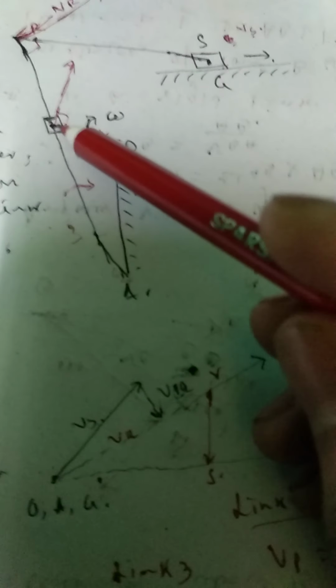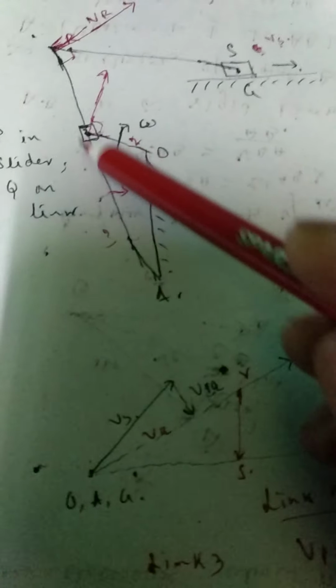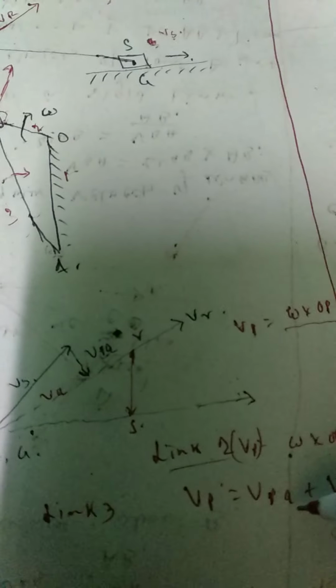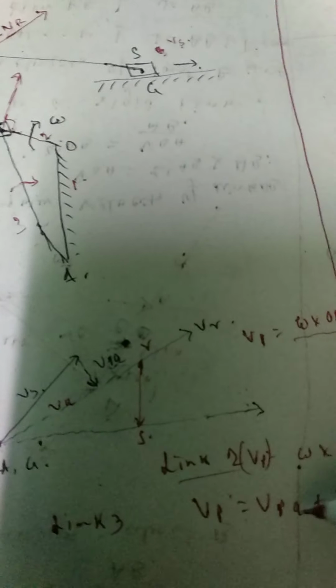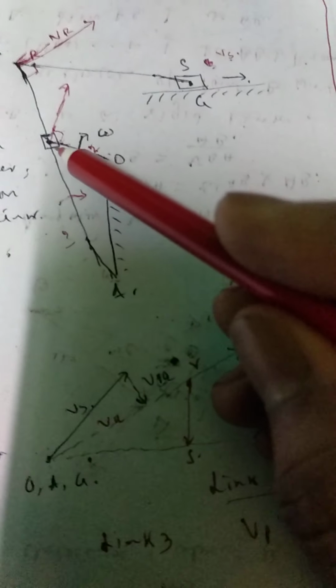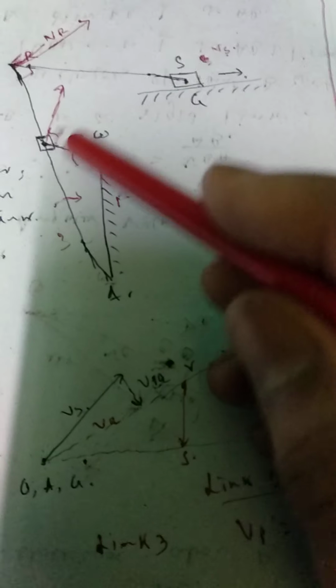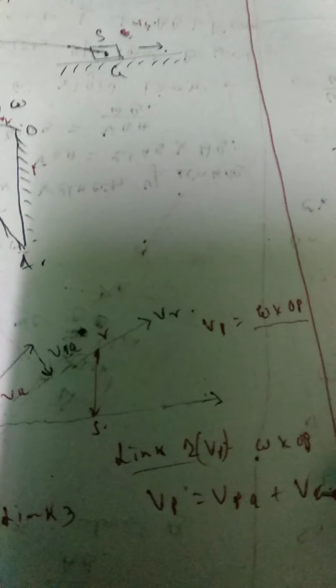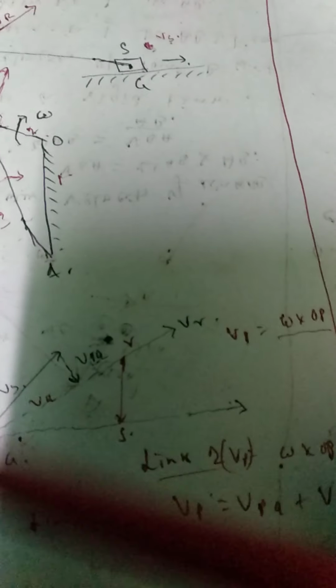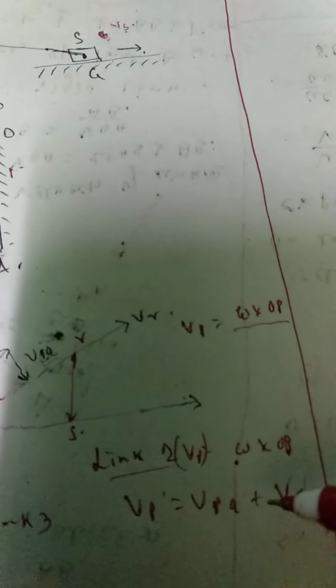Vp is equal to the velocity of this point P on the slider with respect to the point Q on the link. So Vp is equal to Vpq, the velocity of P with respect to Q, plus Vq, the velocity of Q with respect to this fixed point O. Using this earlier explanation, by this also you can find the velocity of P.